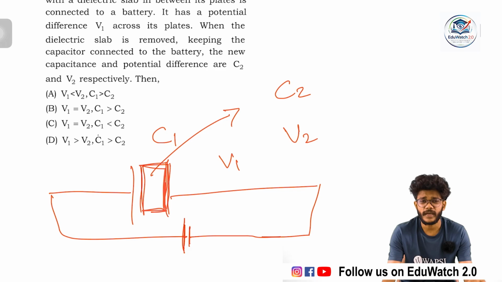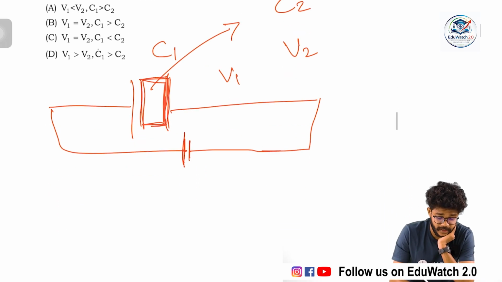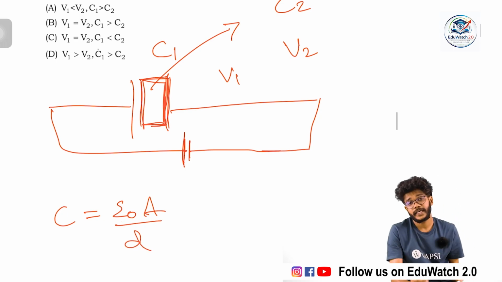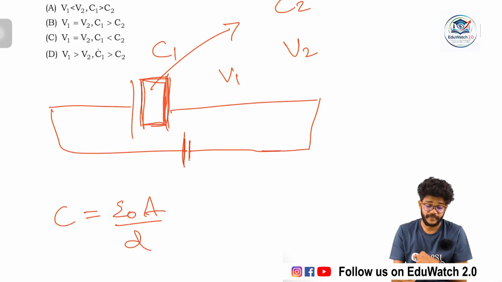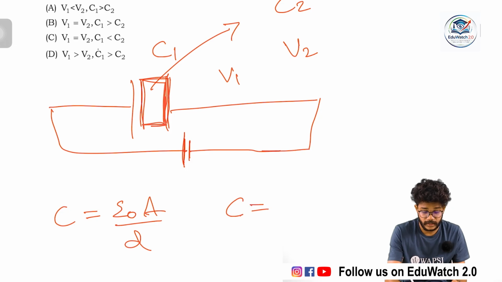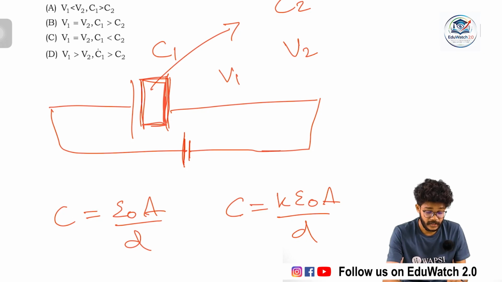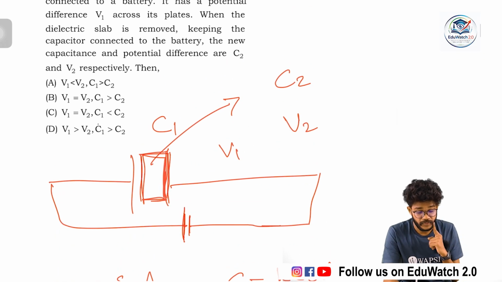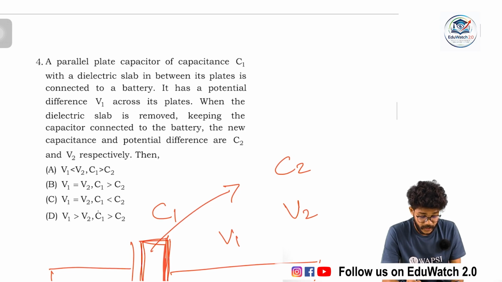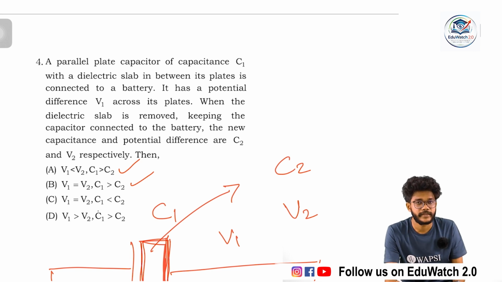See, what is the equation for the capacitance? Capacitance is equal to epsilon 0 A by D if there is no dielectric. If there is a dielectric constant, capacitance is equal to K epsilon 0 A by D. So the capacitance will decrease. So C2 is lesser than C1. So which options are correct? Option A and option B seem to be correct.